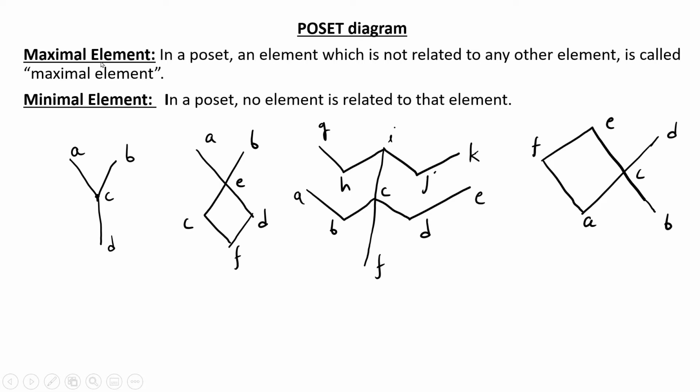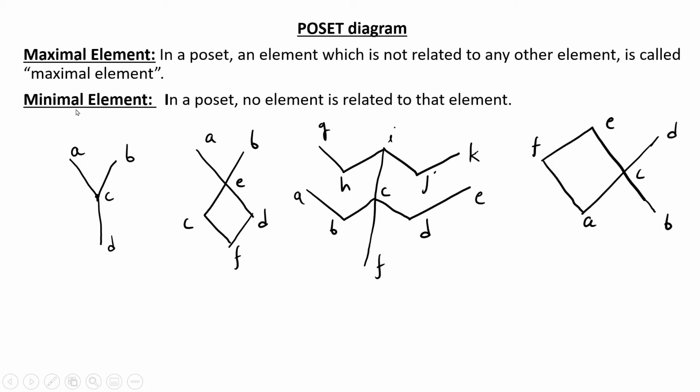According to the definition, a maximal element in a poset is an element which is not related to any other element. In poset diagrams, relations move upward. Like D is related to C, C is related to B, and C is related to A. So here A and B are maximal elements, because A is not related to any other element and B is not related to any other element. So there can be more than one maximal element. A and B are the maximal elements for this poset diagram.